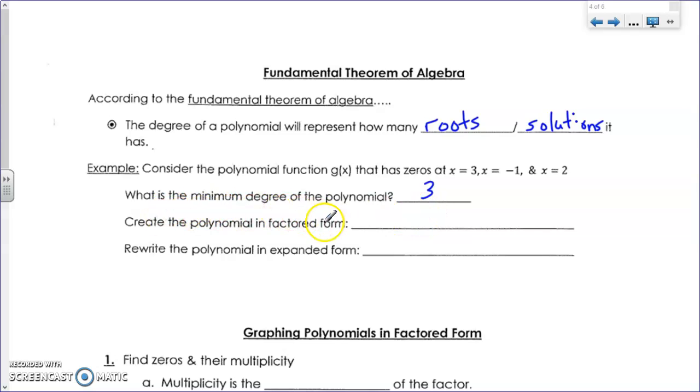Okay, create the polynomial in factored form. So I would take this, and instead of x equals 3, it would become, oh, wait a minute, we're doing g here. X minus 3. So g of x. Here some of you don't put this, but when you're creating a polynomial, you need to put the function, right? So it said g of x. So g of x equals x minus 3, and x equals -1 becomes x plus 1, and then the last one would be x minus 2. So now I want you to expand that.